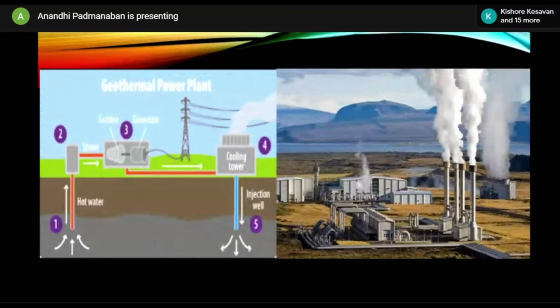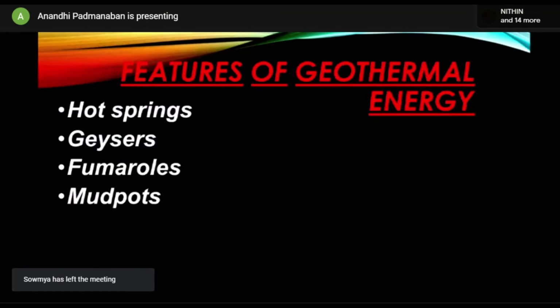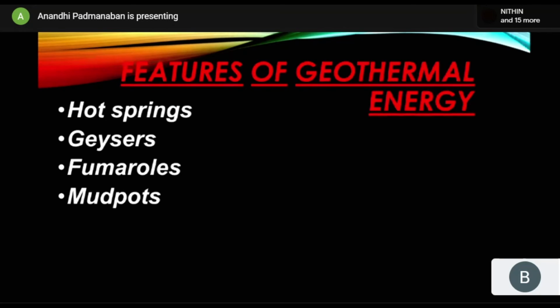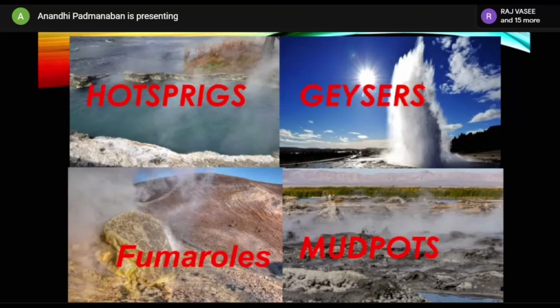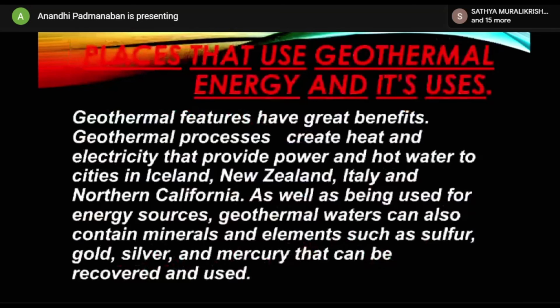Here we can see the geothermal power plants. Features of geothermal energy: hot springs, geysers, fumaroles, and mud pots. Here we can see the hot springs, geysers, fumaroles, and mud pots. Places that use geothermal energy and its uses.